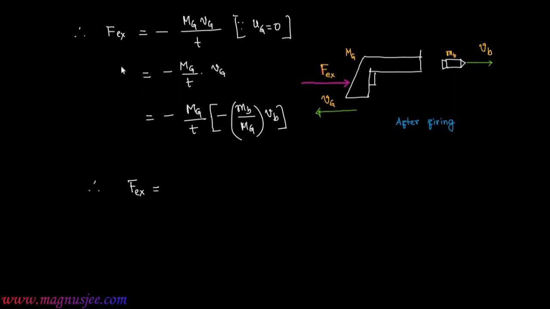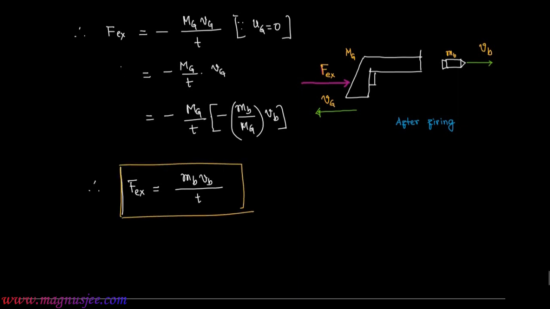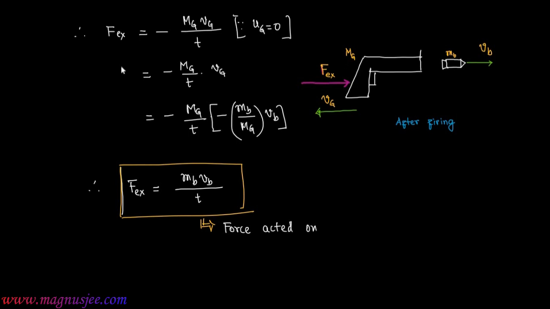Finally, we get the expression of the external force applied on the gun in the forward direction as Fex equal to mb vb divided by t. That is the expression of the force acting on the gun to hold it in its position. Fex is equal to mb vb divided by t, which is the force acting on the gun to hold the gun in its position, or to neutralize the backward motion of the gun.